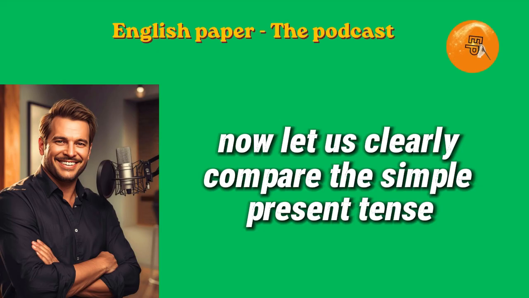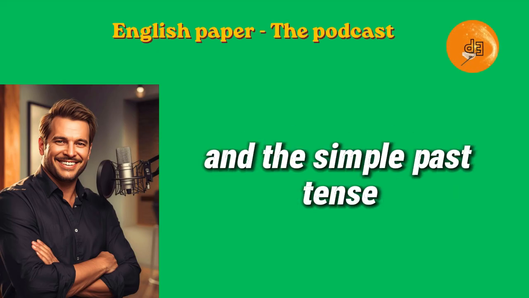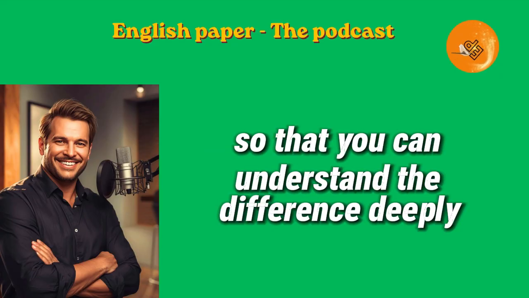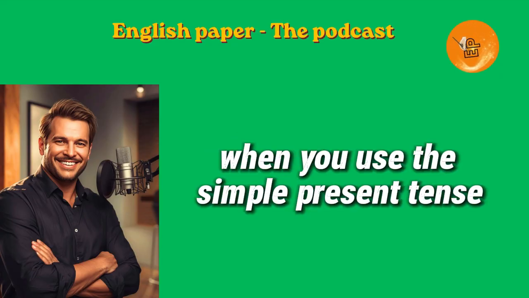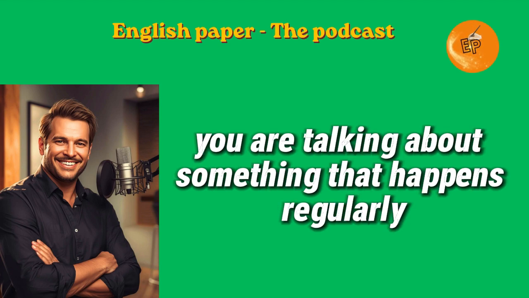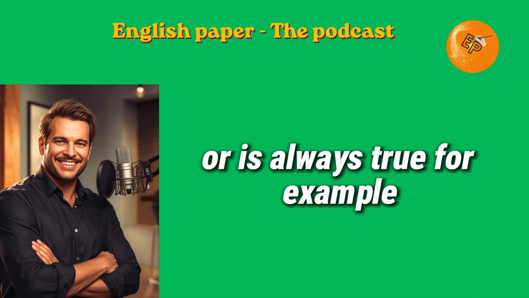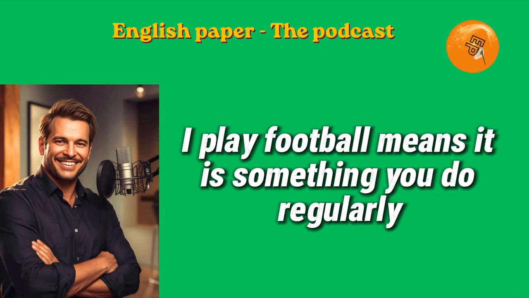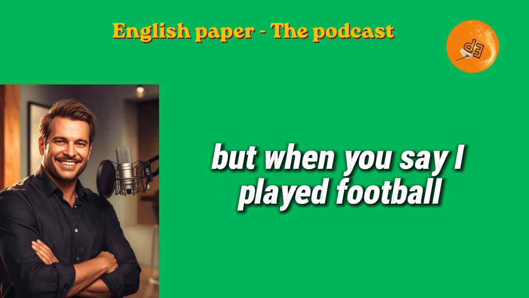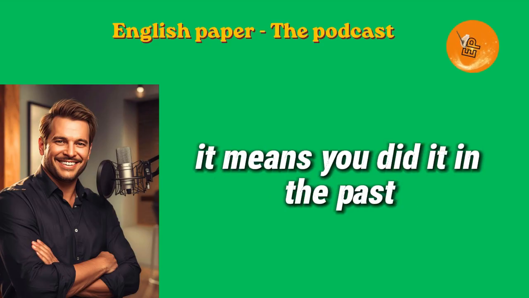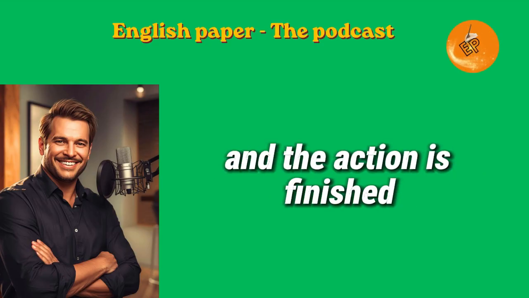Now, let us clearly compare the simple present tense and the simple past tense so that you can understand the difference deeply. When you use the simple present tense, you are talking about something that happens regularly or is always true. For example, I play football means it is something you do regularly. But when you say, I played football, it means you did it in the past and the action is finished.